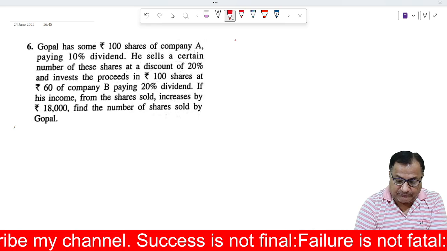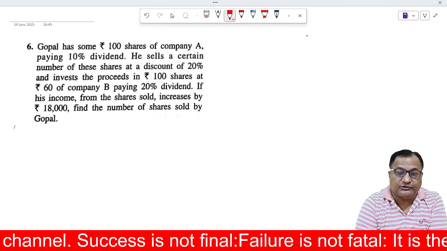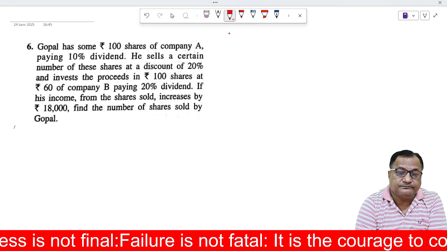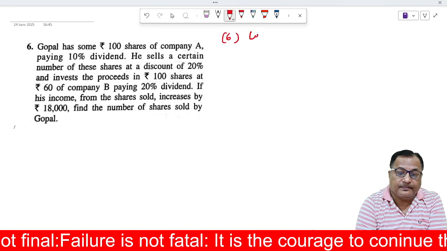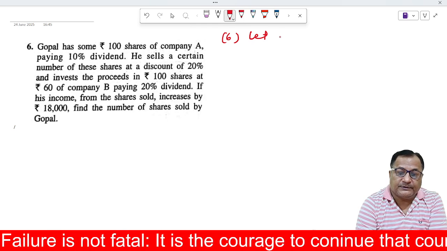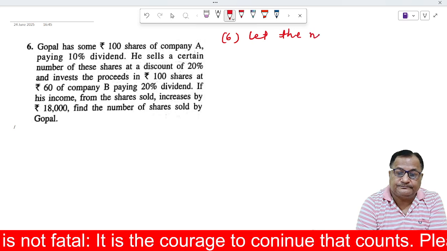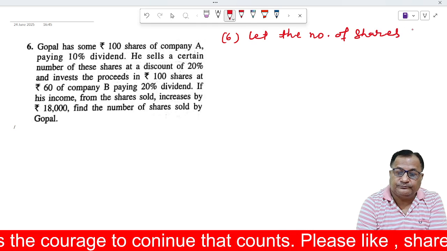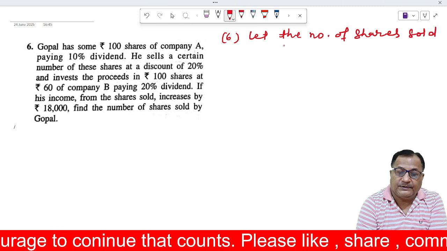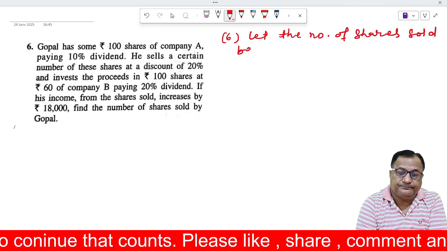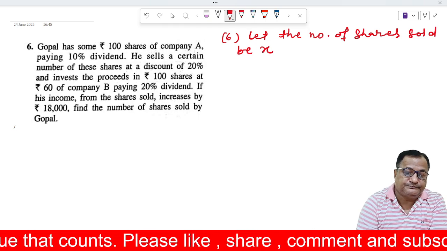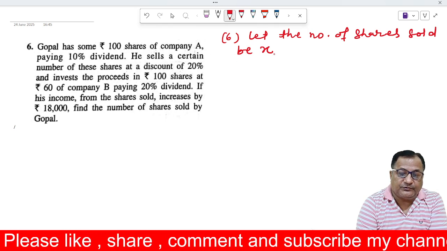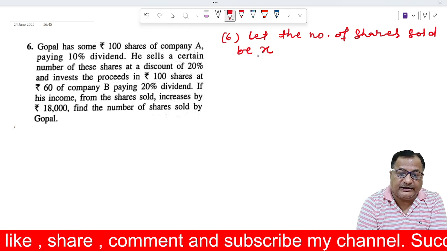So first we have to find the number of shares sold. So let the number of shares sold be X. So the number of shares sold is X.